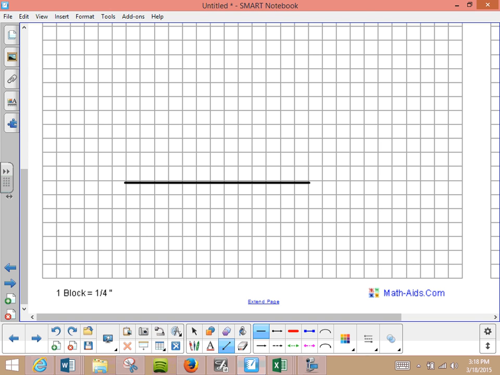Vertical, right? Directly vertical to this line. Yes, that's perpendicular. Yes, it is. But do it on a second one. Don't do it on the same one, because I wanted to keep them separate.